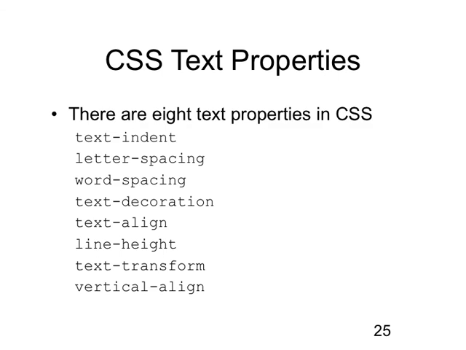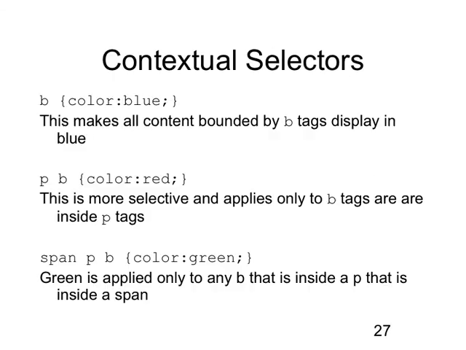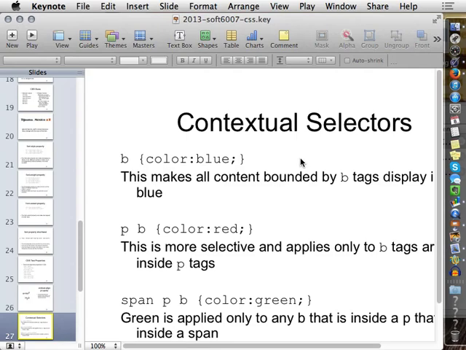Here's a bunch of them you can look up and see what different kinds of things they do. Letter spacing changes the space between the letters, for example. Word spacing changes the space between the words. And that's enough of that for today.